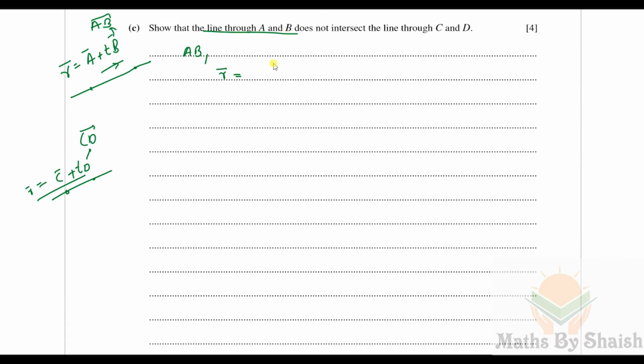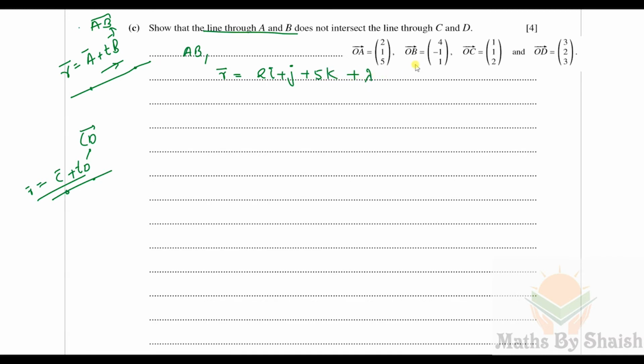I'll take A, and here A is (2,1,5), so the line becomes 2i cap plus j cap plus 5k cap plus lambda times any scalar quantity, lambda times the direction, and AB was 2 minus 2 minus 4, so it is 2i cap minus 2j cap minus 4k cap.